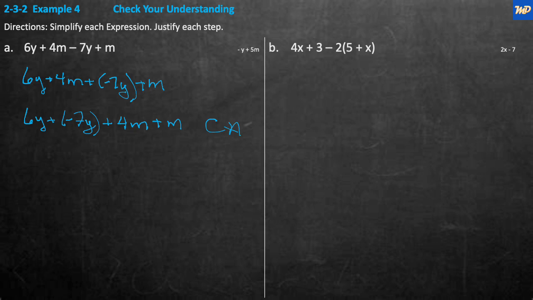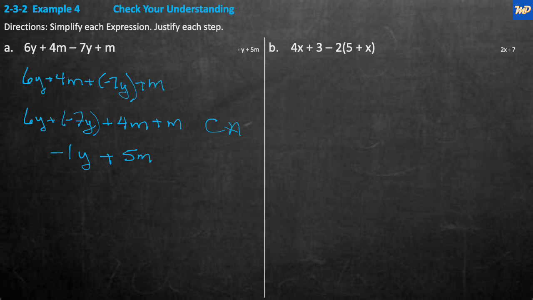So now we can combine these. This is simplifying, is what this really is at this point. So 6y minus 7y ends up being what? A negative y. It's negative 1y, just so you see that coefficient there. It's always there. And then we're going to add the m's together. So we have 4m plus an m. So that's going to be 5m.